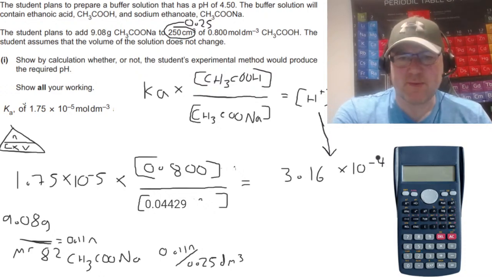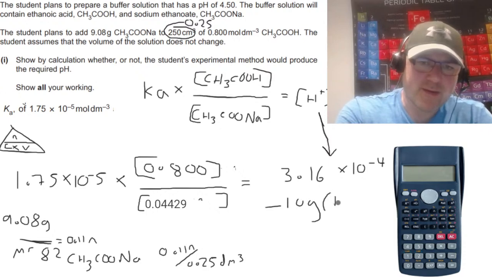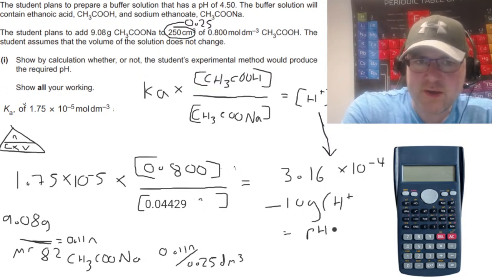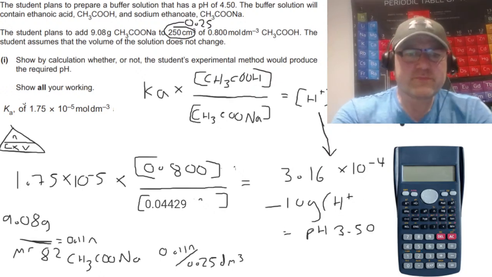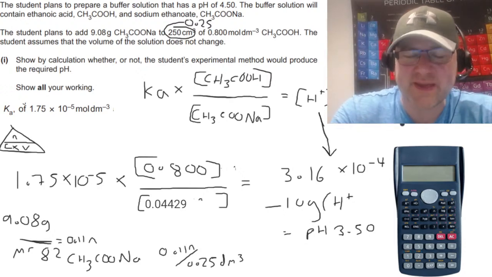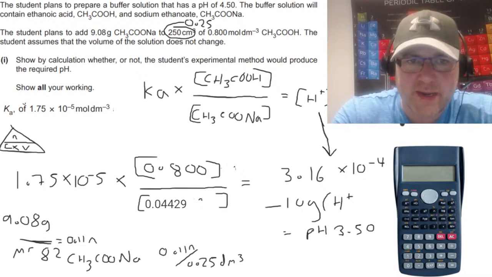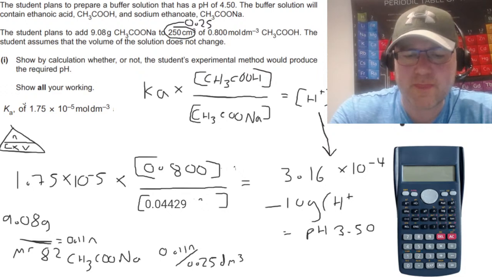It might equal 5.01. I may well have done mine wrong. If I minus log my answer, I get a pH of 3.50. But my calculator could have played games with me, so let me try again. Sometimes my calculator is a brute, so I have to sometimes break it down. If I go 0.8 and I divide that by 0.0443, okay, 18 times the 1.75.